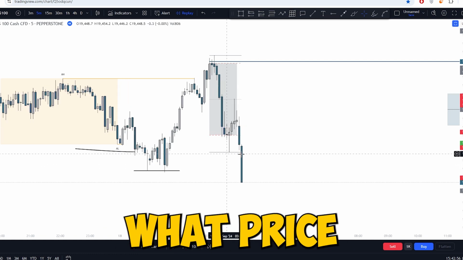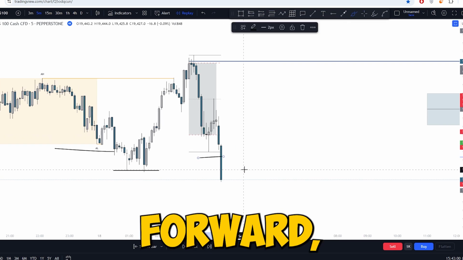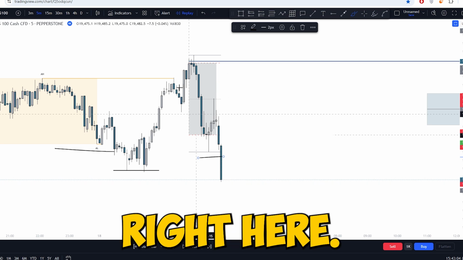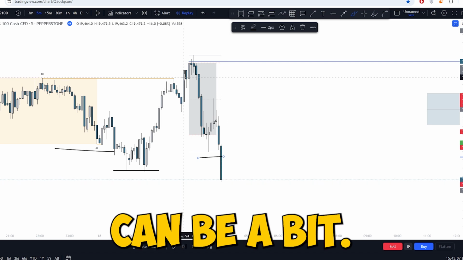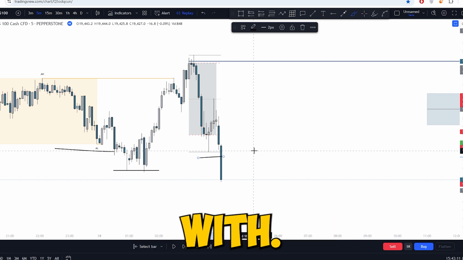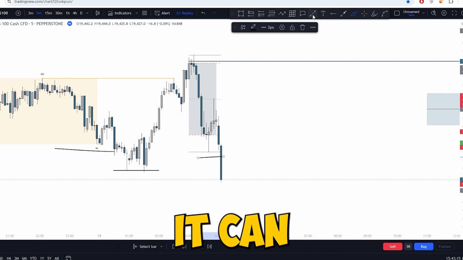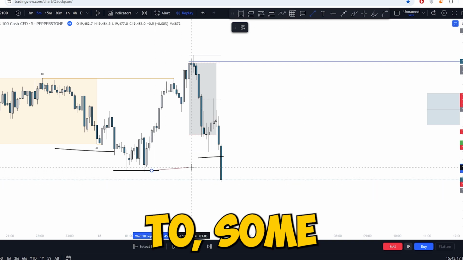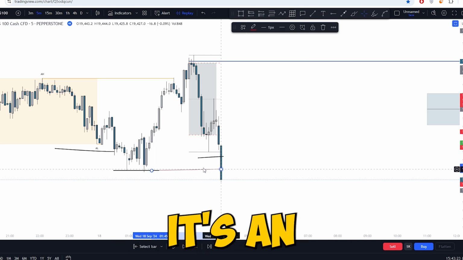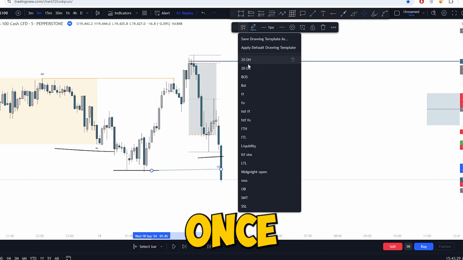Now let's just see what price does for us with regards to that range. I'm going to fast forward slightly. We can see price broke now to the downside right here. We know NAS can be a bit neither here nor there, so just be careful and cautious with it. It can be very volatile and very profitable, but with that, it can also lead to some losses. But with that said, I think it's an interesting index to be trending, and I do enjoy it once in a while.